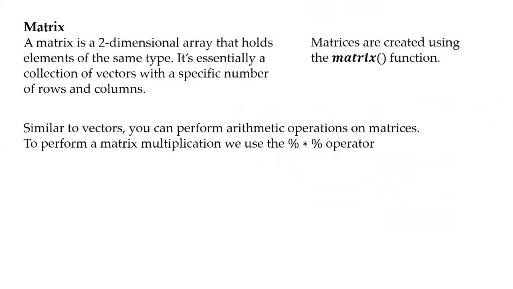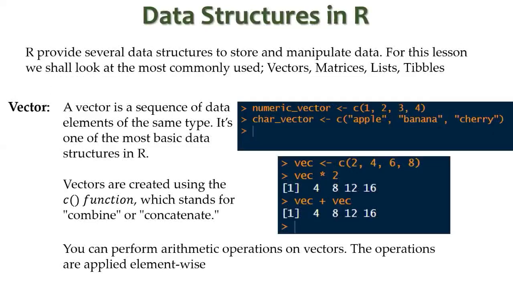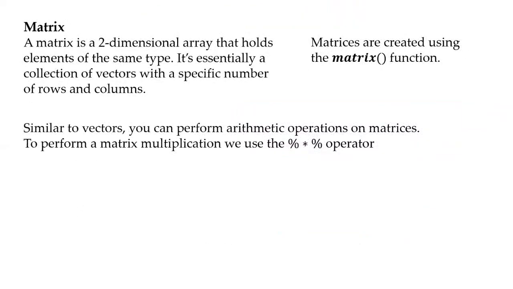And then the next is a matrix. A matrix is a two-dimensional array that holds elements of the same type. The vector is one-dimensional, but the matrix is a two-dimensional array that holds elements of the same type. So you cannot have different data types in a matrix. A matrix can be numeric, character, or logical. It's essentially a collection of vectors with a specific number of rows and columns. When you combine vectors with a specific number of rows and columns, you get a matrix.